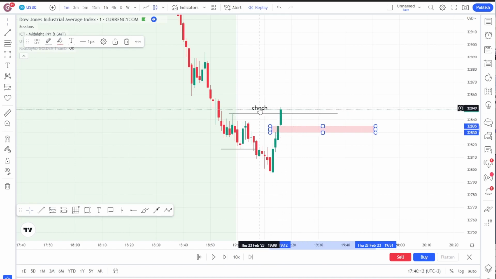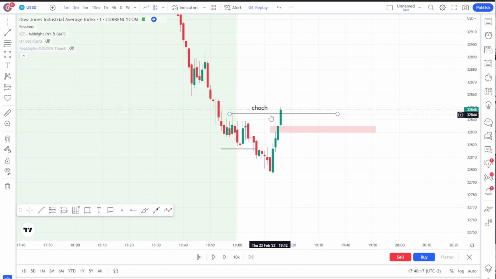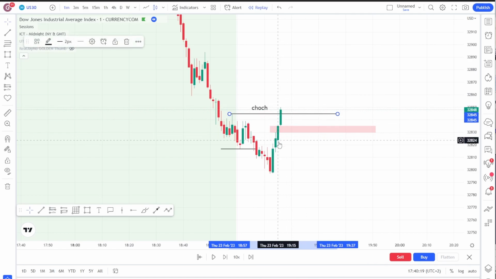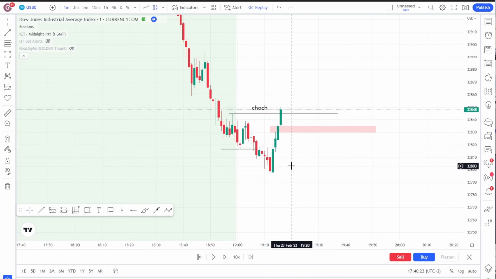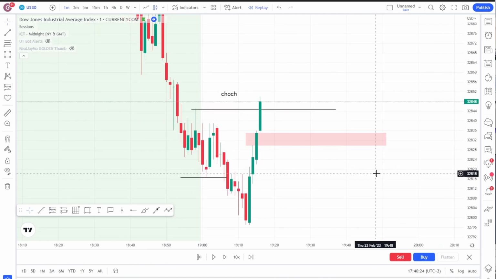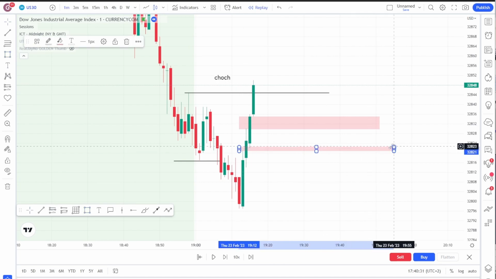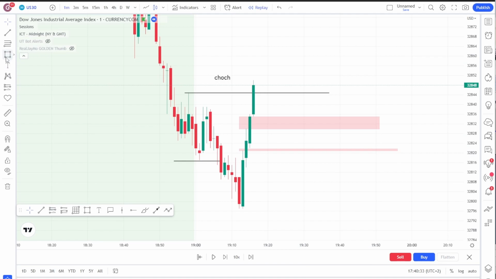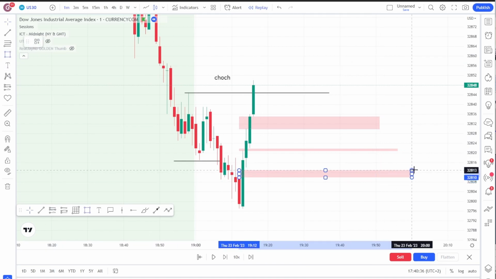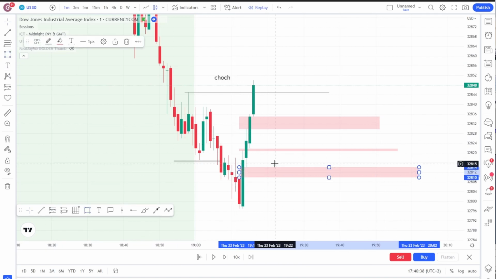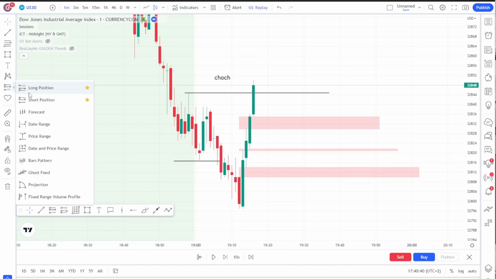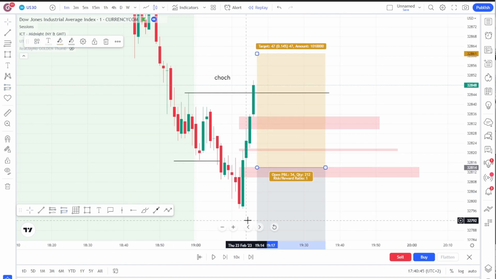Why? Because we have to look at the most extreme, so the furthest one away from where structure was broken. The break of structure happens, and we need to look for the one that is the furthest away from it. That is my rule. If we keep going back, we'll see there's a gap here. But is it the furthest one away? Nope, it's not. We look back again, and this is the furthest fair value gap on the extremity. So we take our long position at this point.